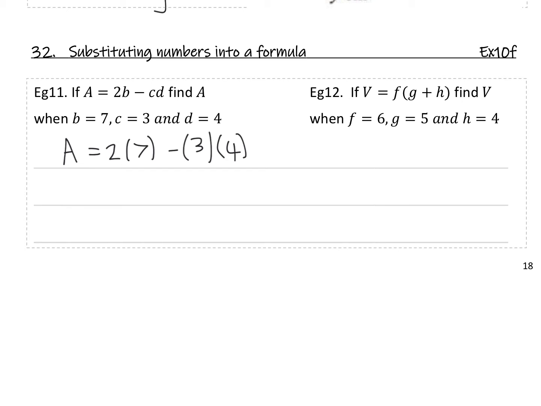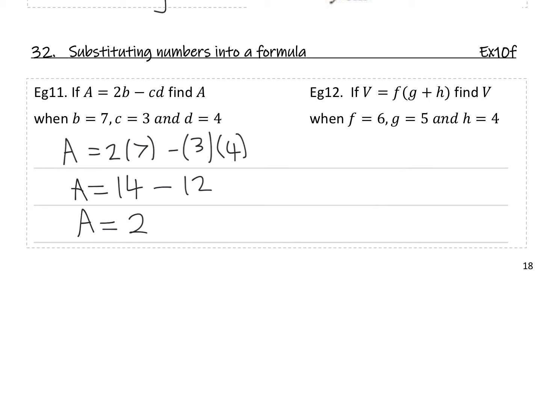When we have a number like 2 and 7 beside each other with the bracket, just like 2B, it would mean 2 times 7. And it would mean C times D, so it will mean 3 times 4. So 2 times 7 is 14, 3 times 4 is 12, and then 14 minus 12 gives us 2.